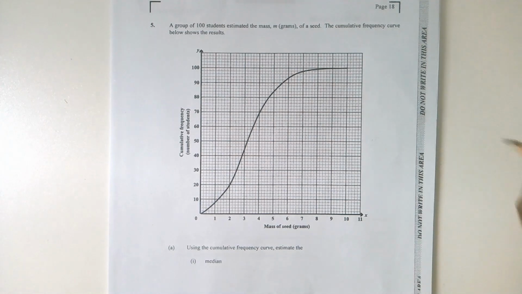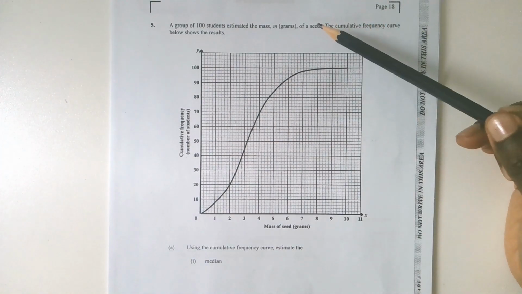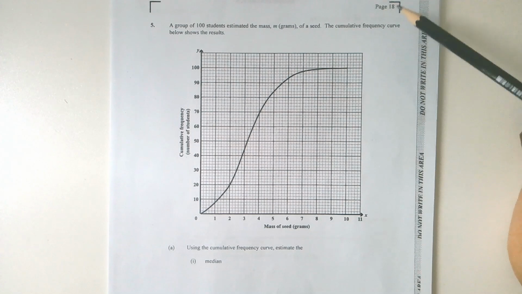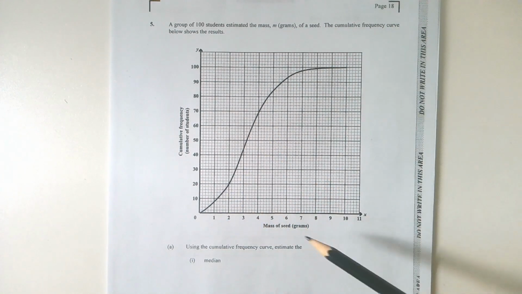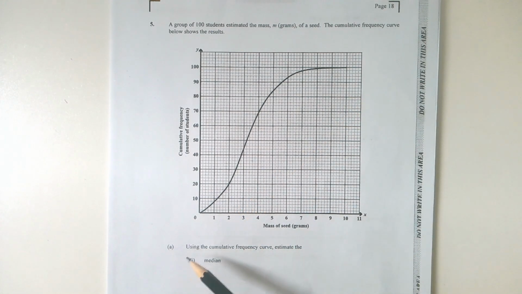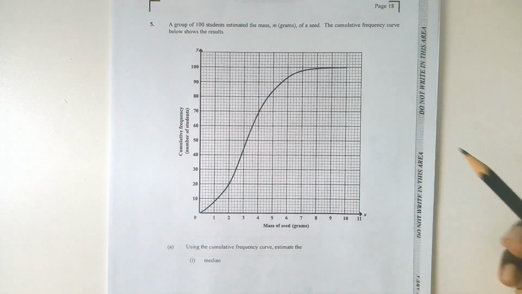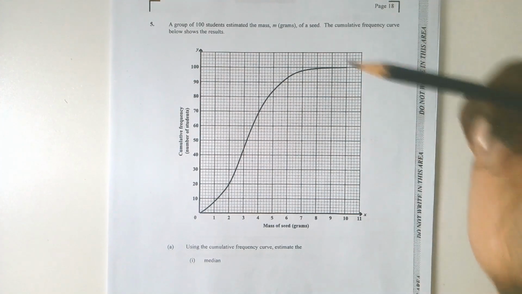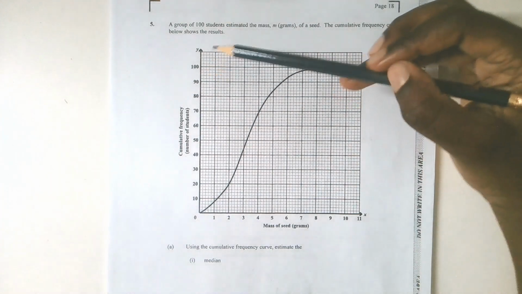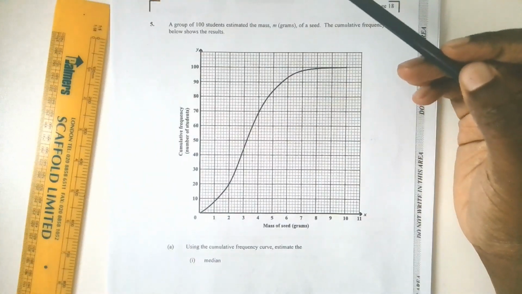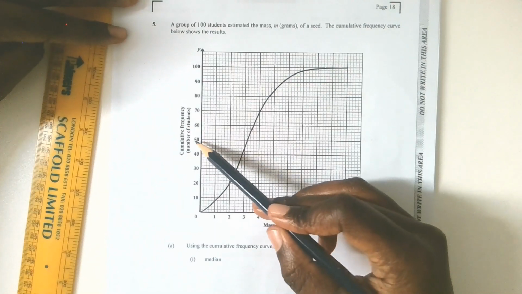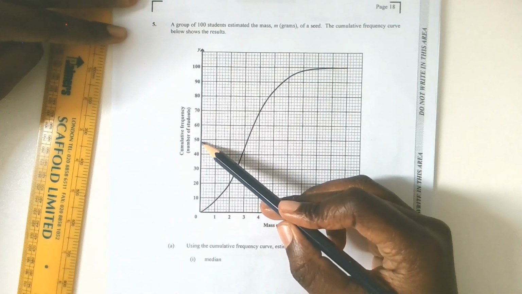Question 5. A group of 100 students estimated the mass m grams of a seed. The cumulative frequency curve below shows the result. Part A, part 1, says, using the cumulative frequency curve, estimate the median. As you know, the median is the middle value. Since we have 100 students, our middle value would be 50 students.